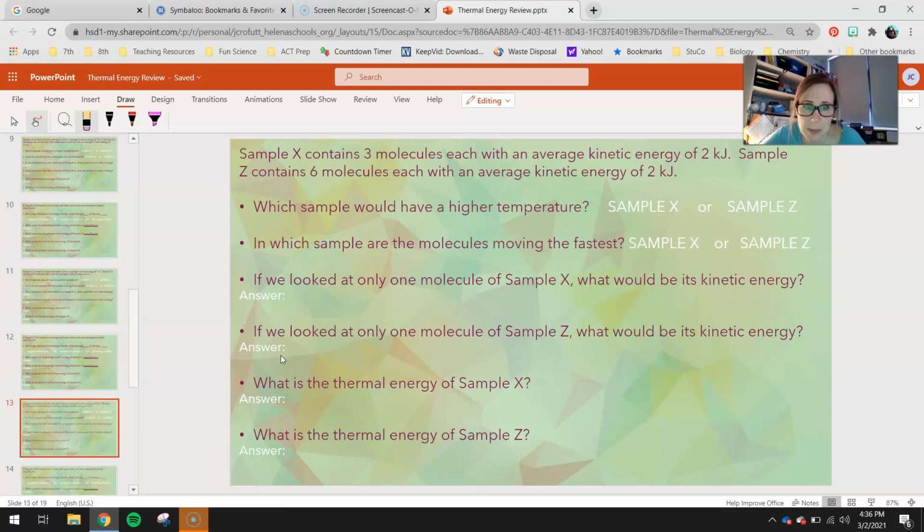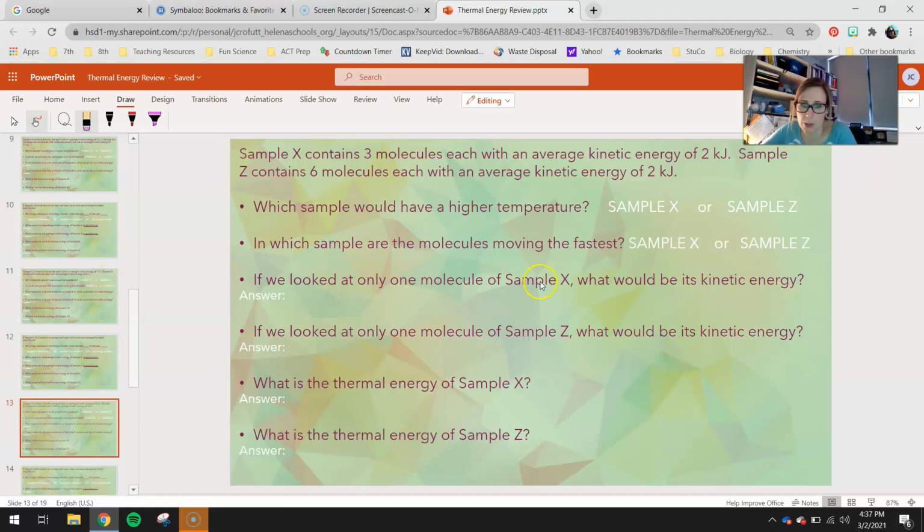Sample Z contains 6 molecules, each with an average kinetic energy of 2 kilojoules. So which sample would have the higher temperature? Sample X, sample Z, or if they're the same, write the same. In which sample are the molecules moving the fastest, X or Z? And if they're the same, write the same.